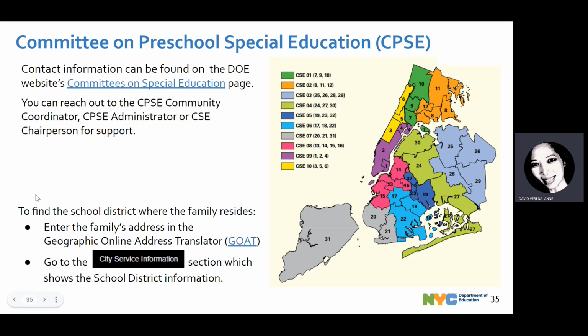Here is another page that is very helpful. This is on the Committee on Special Education. Contact information can be found on the DOE website's Committees on Special Education page. You can reach out to CPSE community coordinators, CPSE administrators, or CSE chairperson for support. To find the school district where the family resides, you can enter the family's address on this tool, the Geographic Online Address Translator, and go to the City Service Information section, which shows the district information. Please note that the school district is different from the CPSE region.